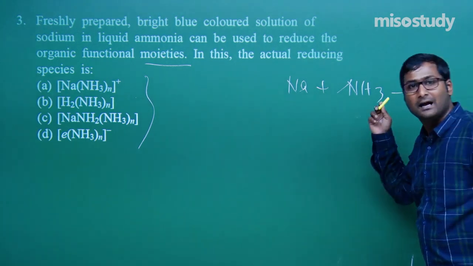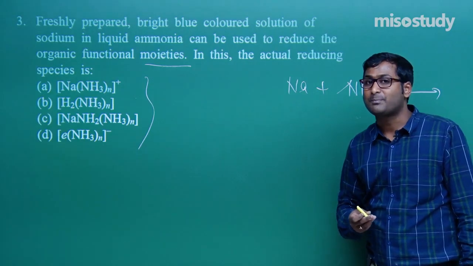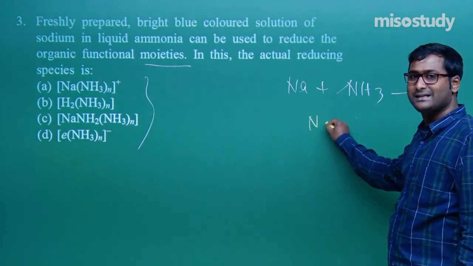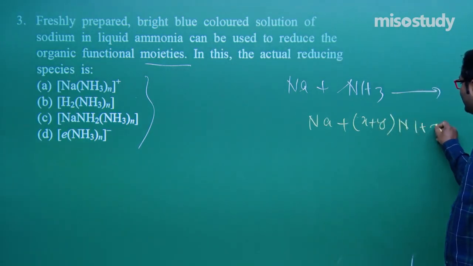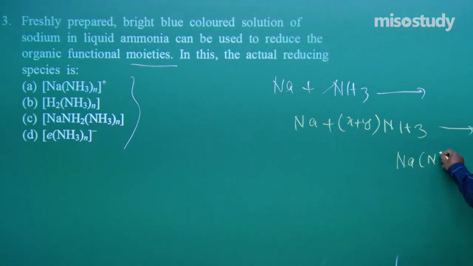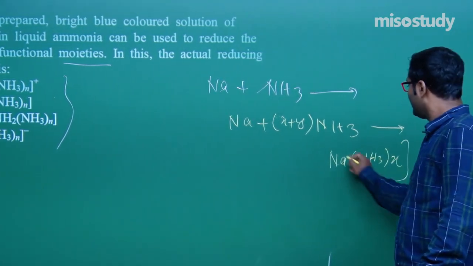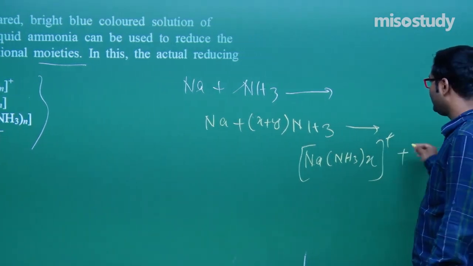The blue color comes due to the presence of, tell me, sir, due to the presence of the solvated electron. If I write Na plus x NH3, clear to you? What does it give? That is Na(NH3)x to the power plus.